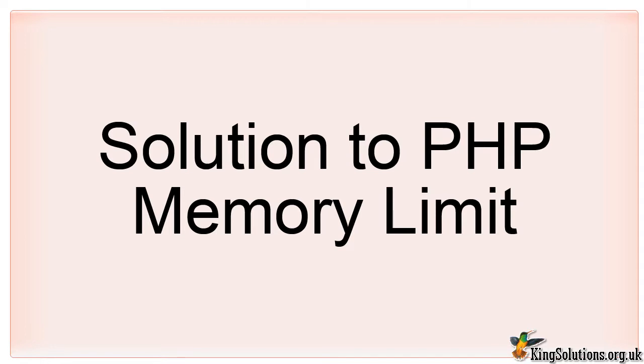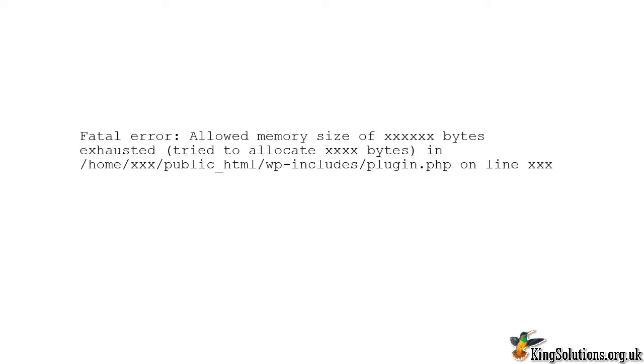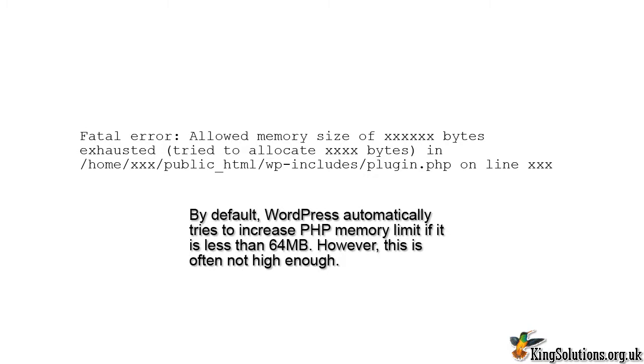Another common cause of the internal server error is exceeding the memory limit on your hosting account. You generally see the following message when you log in to WordPress admin. This is a very common WordPress error and easily fixed by increasing the PHP memory limit in WordPress. By default, WordPress automatically tries to increase the PHP memory limit if it is less than 64 megabytes. However, this is often not high enough.